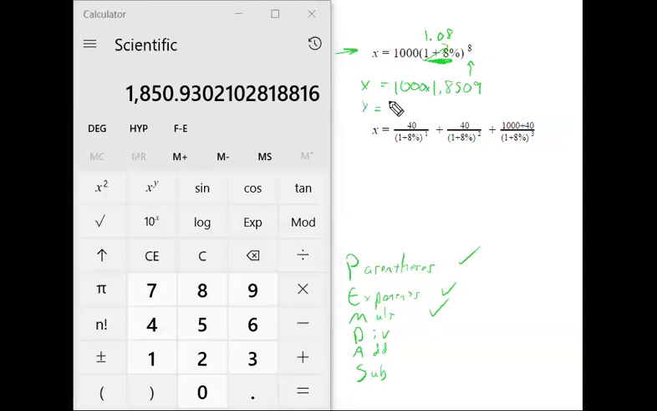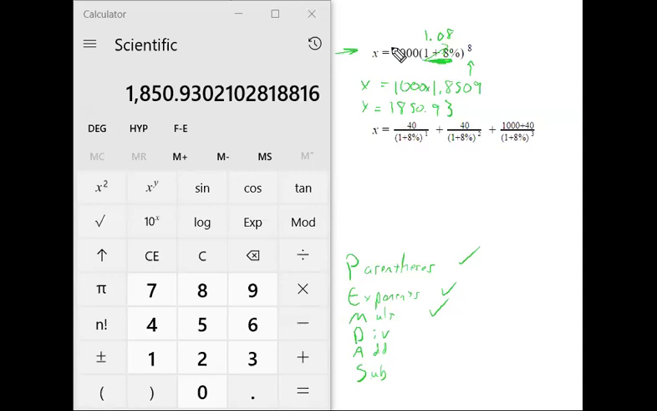So that is 1850.93. Because I know people care about applications, you may recognize that this is how much money you would have in an account after 8 years if you were investing at 8% interest and initially invested $1,000. All right, there are many other financial calculations using this type of formula.